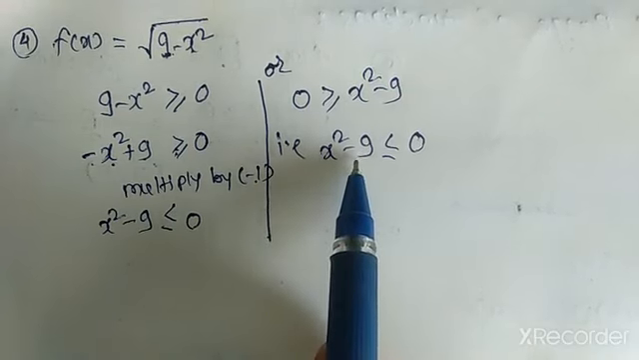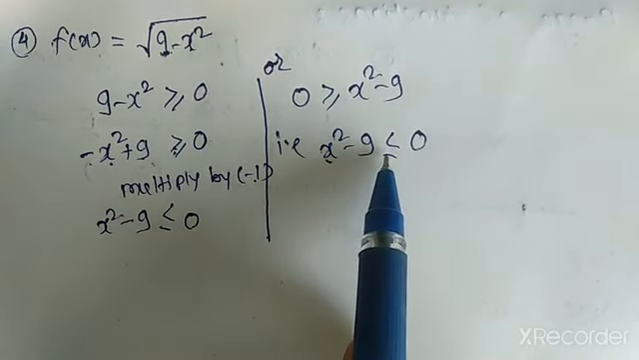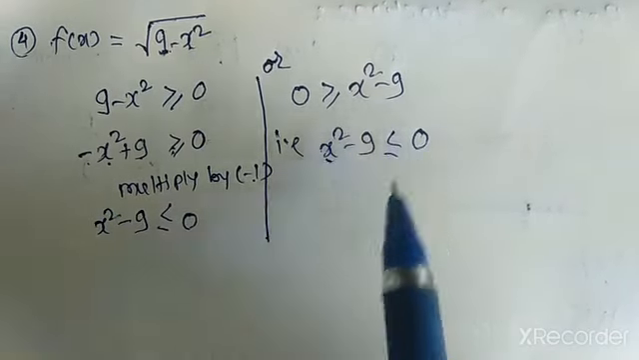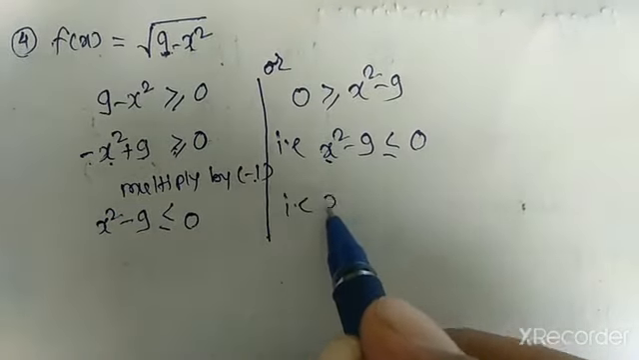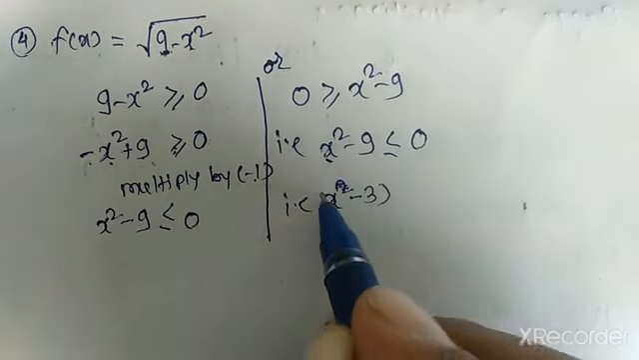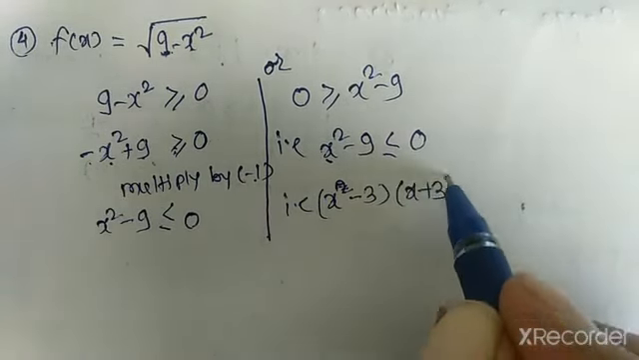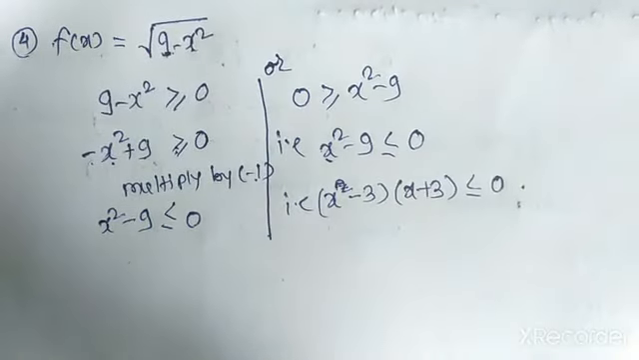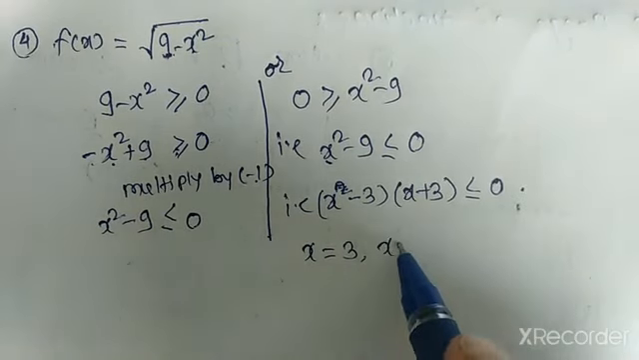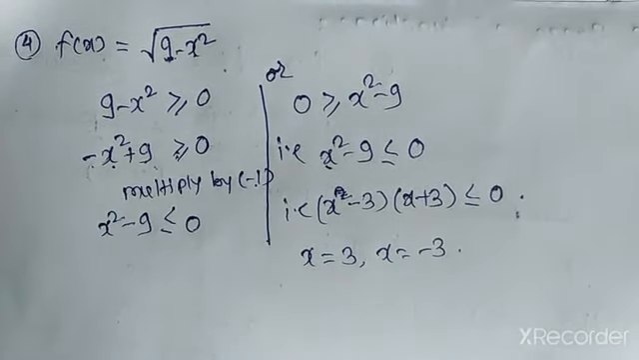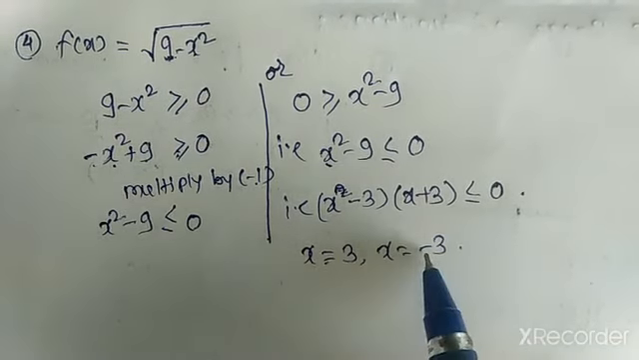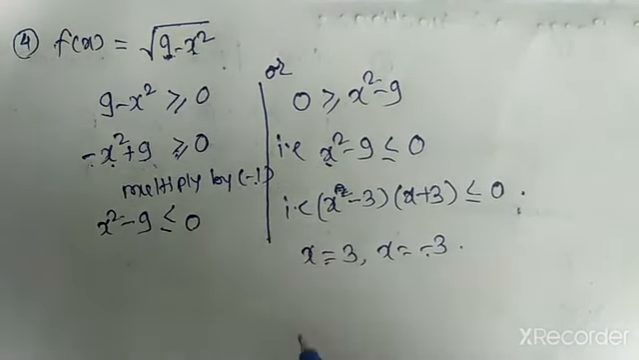Okay, now we have to find the value of x which satisfies this condition, that is x square minus 9 less than or equal to 0. Which means that (x minus 3) into (x plus 3) is less than or equal to 0. That is, we have two values, x is equal to 3 and x is equal to minus 3.